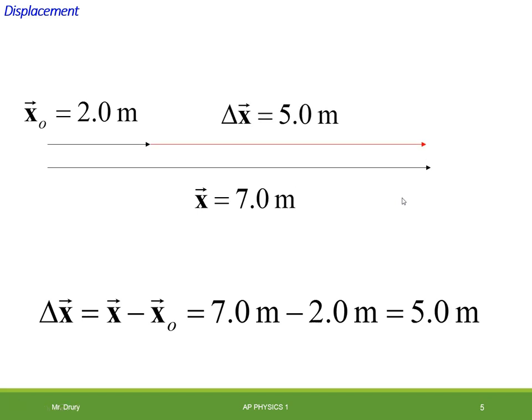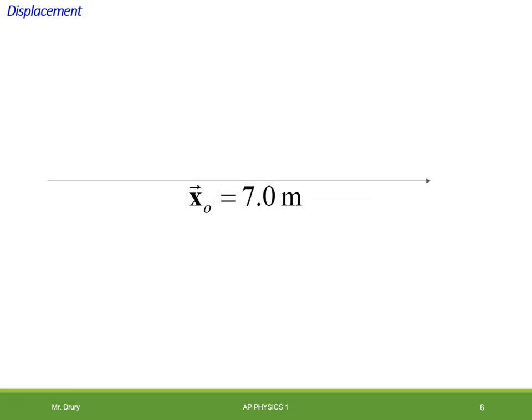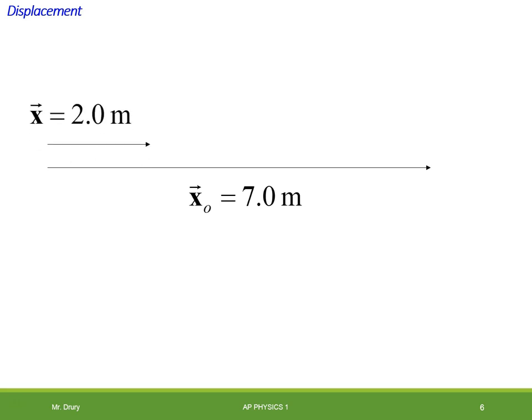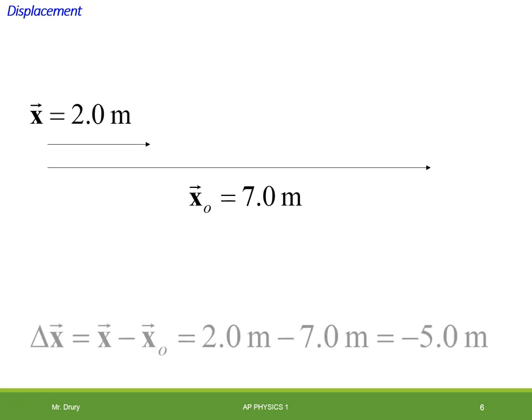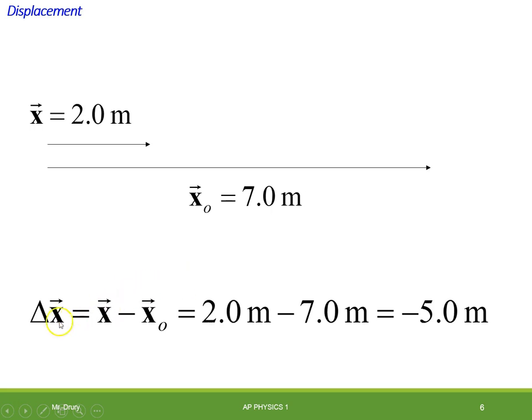But they don't always have to be in the same direction. For example, let's look at another one. Let's say you started at 7 meters. You ended at 2 meters. So obviously you had to go backwards to finish up. So let's see how you do your displacement this time. Your displacement is equal to final position minus the initial. You ended at 2, started at 7, so you have a displacement of negative 5. In other words, you walked backwards in the opposite direction of what you called positive, and had a displacement of negative 5 meters.